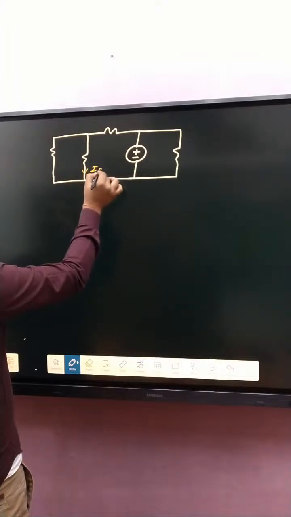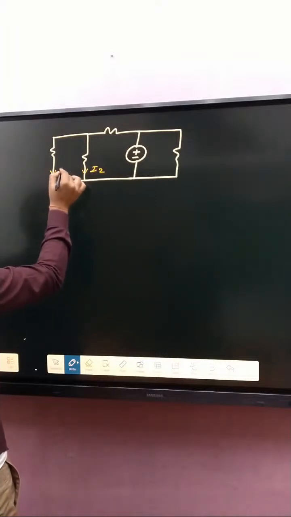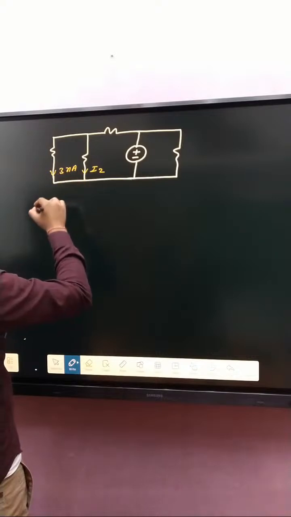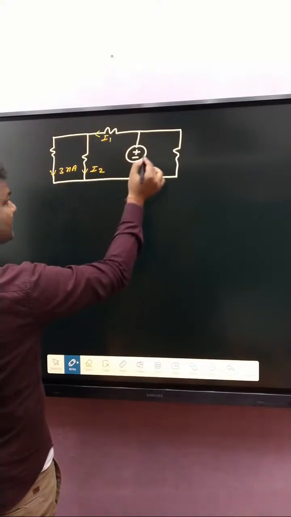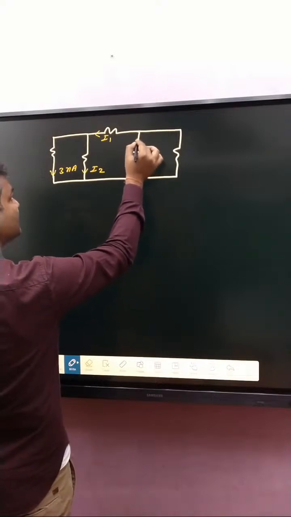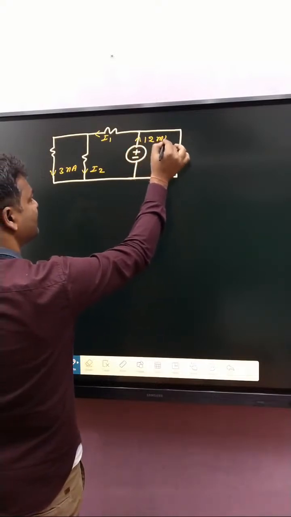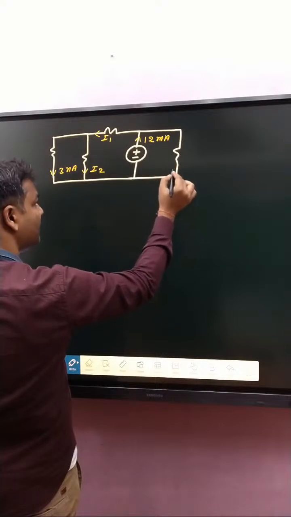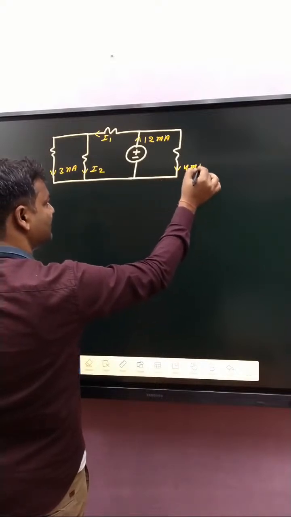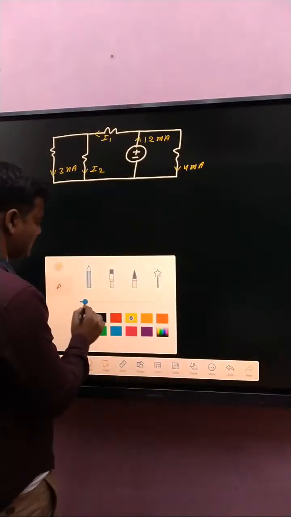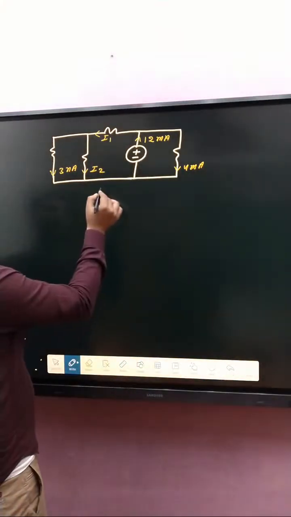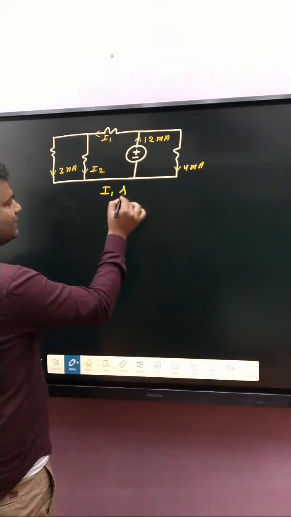Here I2 current is 3 milliampere, here I1, here plus minus, that is how much? 12 milliampere, and that one is 4 milliampere. So what about I1 and I2? Our motto: determine I1 and I2.